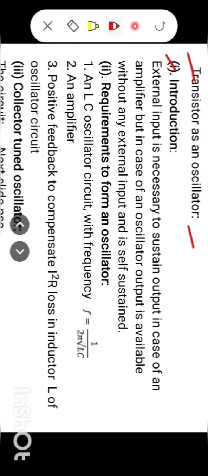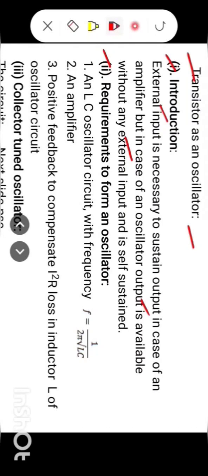Now first point, introduction. External input is necessary to sustain output in case of an amplifier, but in case of an oscillator, output is available without any external input and is self-sustained. I repeat, external input is necessary to sustain output in case of an amplifier, but in case of an oscillator, output is available without any external input and is self-sustained.